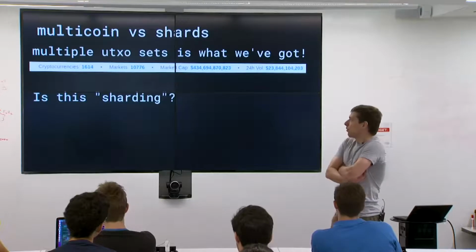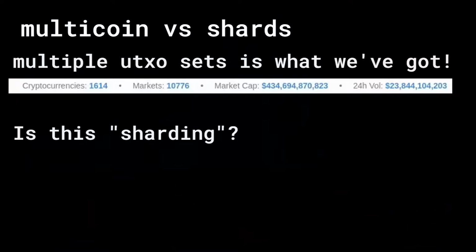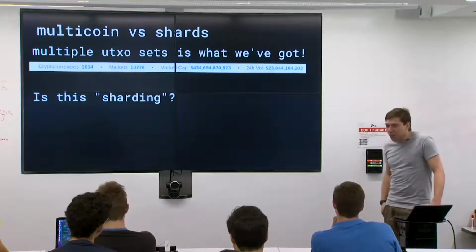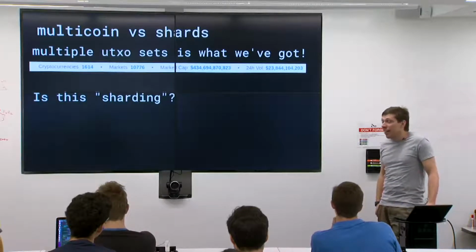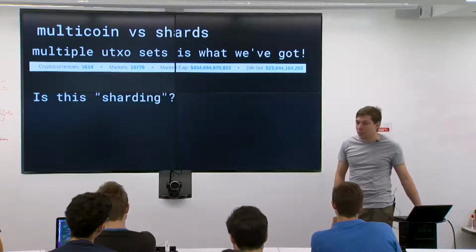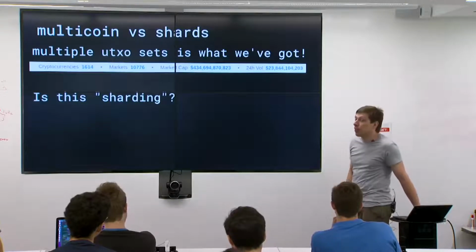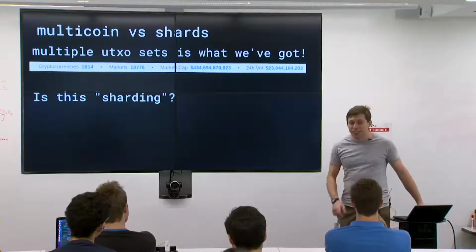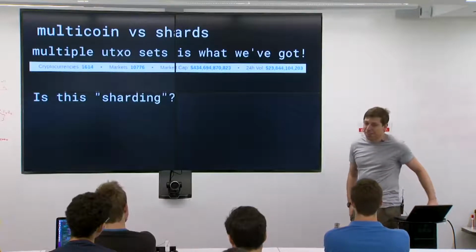We already have multiple UTXO sets, right? As of this morning, CoinMarketCap.com tracks 1,614 different currencies, 10,000 markets. There's supposedly $434 billion going around. Is this sharding, right? It's sort of a joke, but in a real sense, it has taken scalability pressure off of Bitcoin and off of any individual currency because there are so many of them. If you didn't have Dogecoin, maybe there would be more Bitcoin transactions. But how does this play into the coins that are just running on Ether?